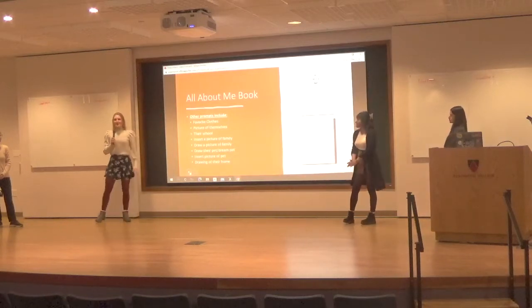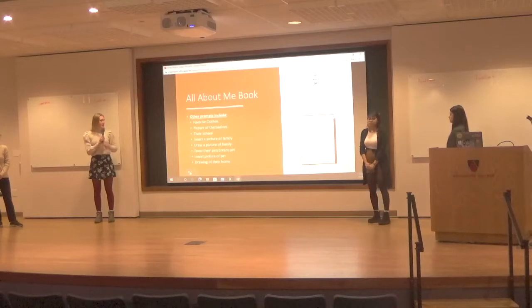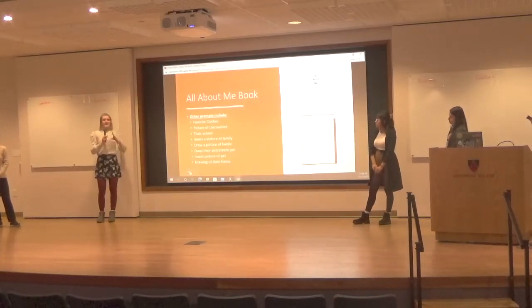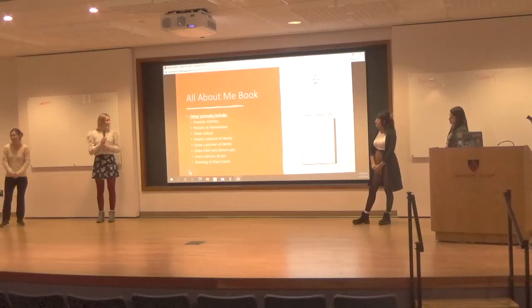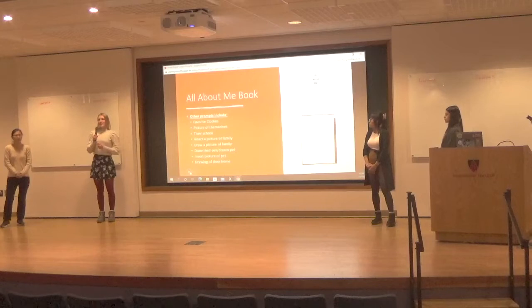So the About Me book consists of all these prompts. Including favorite clothes, pictures of themselves, their school, and inserting an actual photo of their family, and then drawing a picture of their family, and then drawing a picture of their pet, or dream pet if they don't have a pet, and then inserting a picture of that pet. They can look one up online or use an actual picture of their pet, and then a drawing of their home. So it's all about what is important to them.